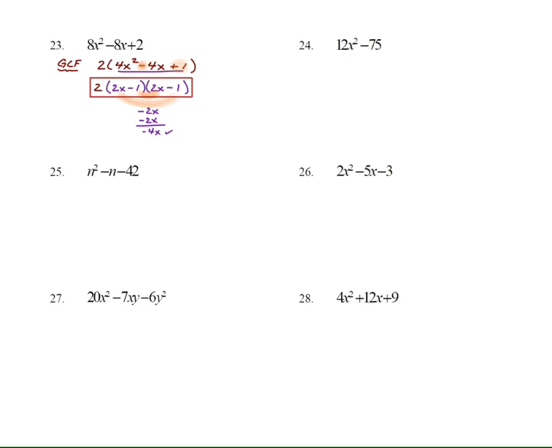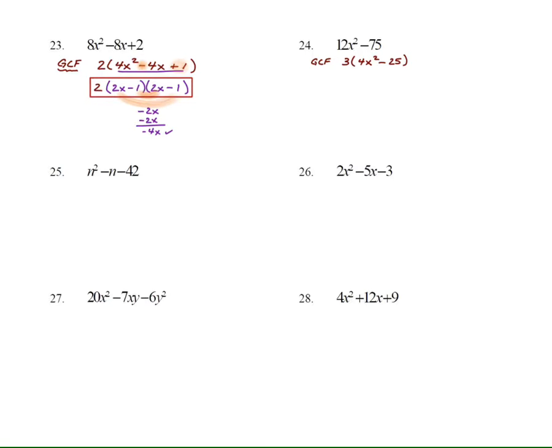Number 24, first going to check your greatest common factor, and there actually is one. So 3 divides 12 and 75. So I have 3 times the quantity 4x squared minus 25. And then here's kind of my thought process. If I have a binomial, it's got to be a difference of 2 squares, otherwise I can't factor it. Or if it is a trinomial, I would work through trying to build my 2 binomials.